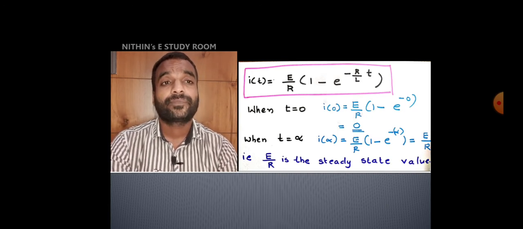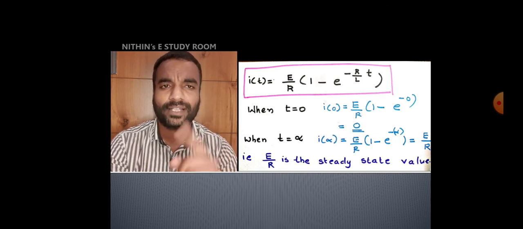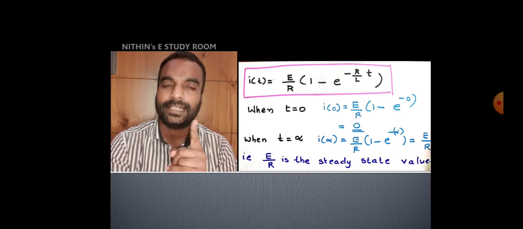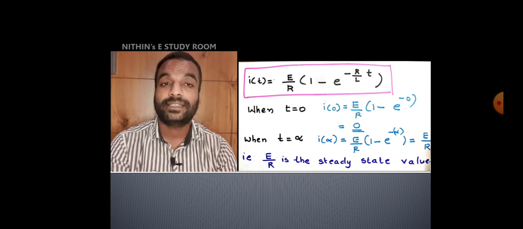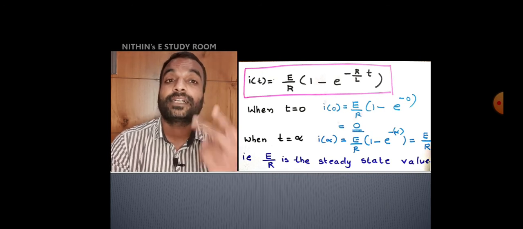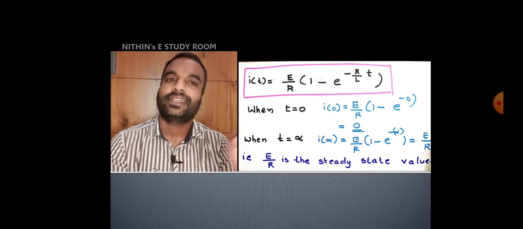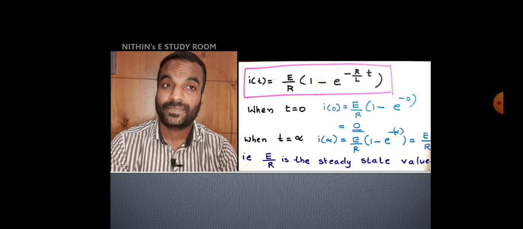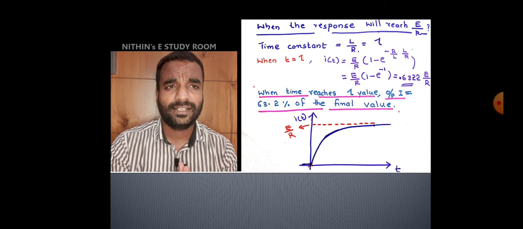But I am saying L by R is equal to the time constant, and you are assuming t is equal to 1 time constant. For the particular example where L is equal to 10 and R is equal to 1, t is equal to 1 time constant means you are talking about the case when t is equal to 10 seconds. t is equal to 2 time constants means you have to take t is equal to 2 into 10, 20 seconds. t is equal to 5 time constants means t is equal to 5 into 10, 50 seconds, like that. In this case, we don't have any specific values for R and L.